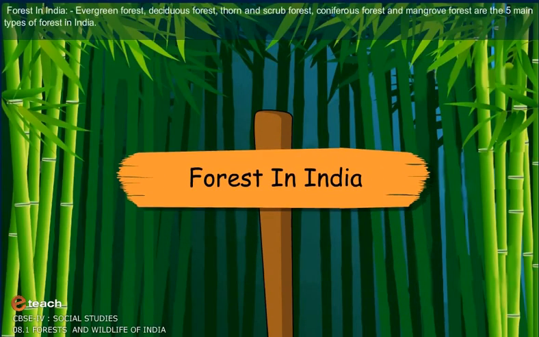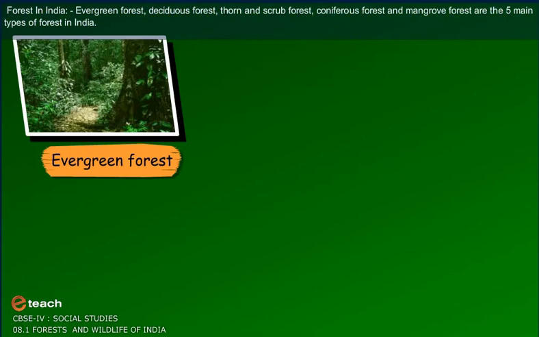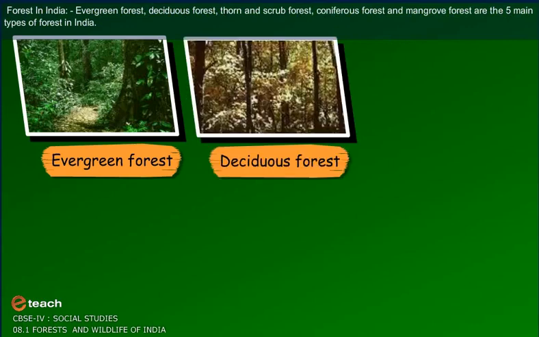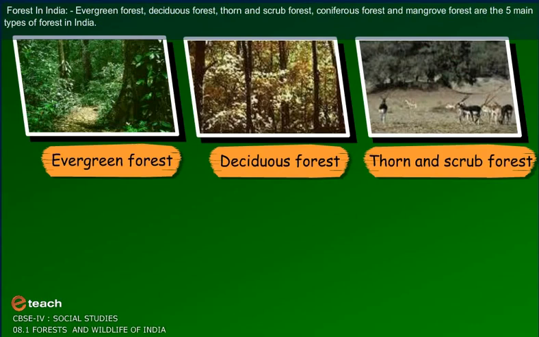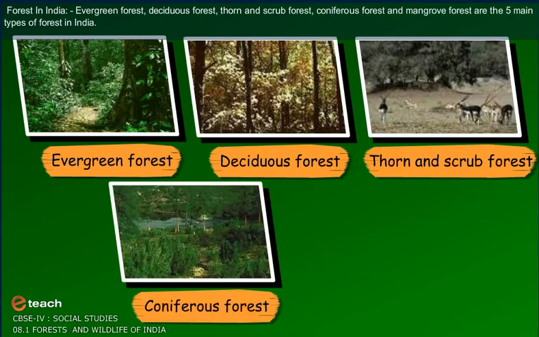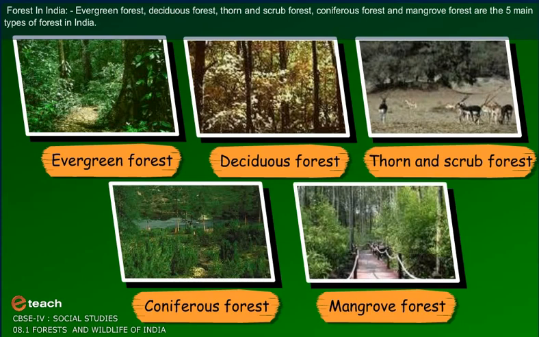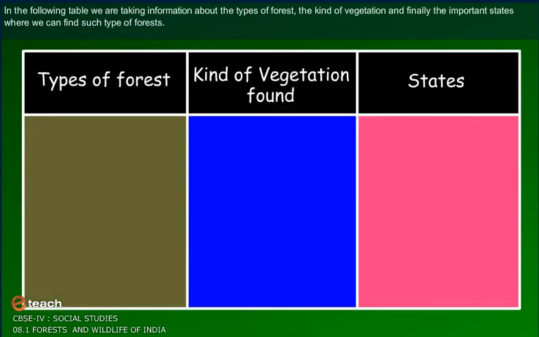Forest in India. Evergreen forest, deciduous forest, thorn and scrub forest, coniferous forest and mangrove forest are the five main types of forest in India. In the following table, we are taking information about the types of forest, the kind of vegetation, and finally, the important states where we can find such types of forest.